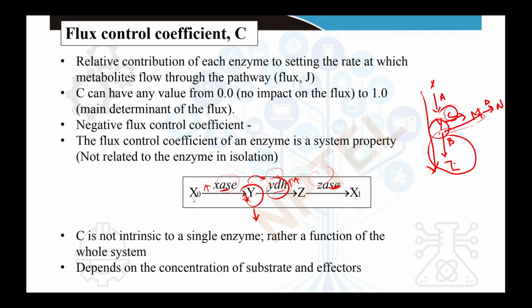When we are talking about flux control, if we are looking at the enzyme YDH here, the contribution of YDH will influence the activity of XAs and ZAs as well, right? So that is the flux control. Flux control coefficient will depend on the whole pathway. It is not for one single enzyme. It is for the whole pathway, how fast or how slow the pathway is moving.